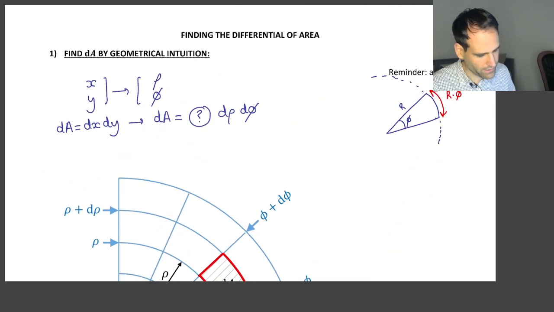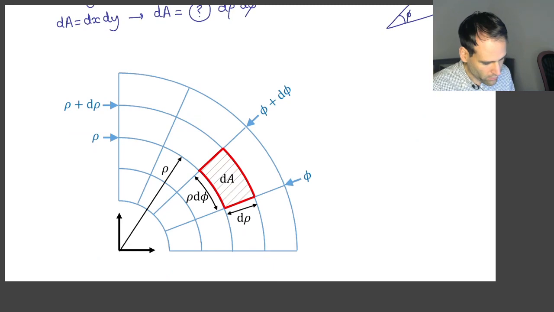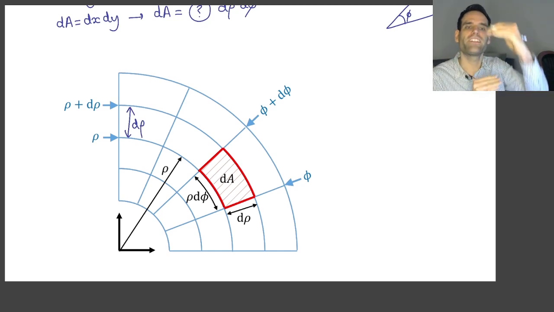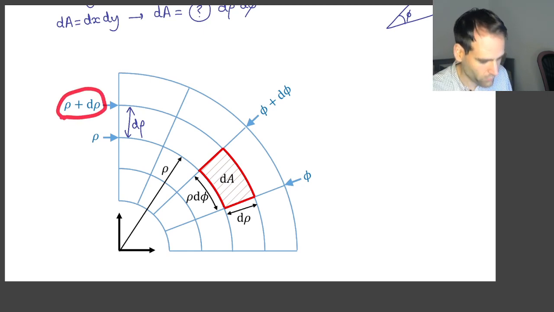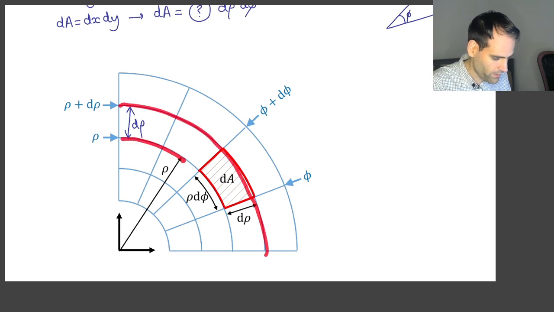So how do you calculate dA by geometrical intuition? I have two variables, rho and phi. So now I fix rho. What happens if you make rho constant? You get a circle. So I draw a circle with a fixed rho, and then I increase rho by an amount d rho, which is this distance here. We assume that this is a differential increase. So then you get a circle with a slightly higher radius, rho plus d rho, which would be this circle here. So you have increased from here to here.